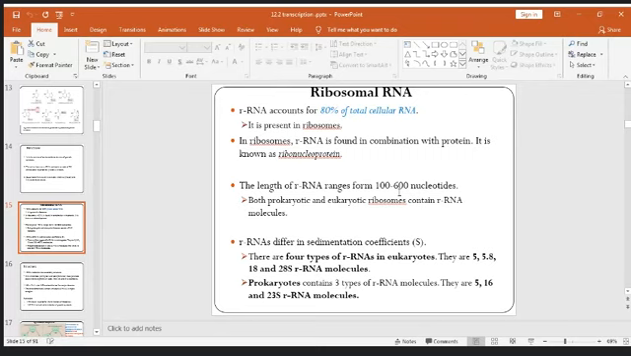Smaller than messenger RNA and larger than the transfer RNA, because transfer RNA is the smallest one. So both prokaryotic and eukaryotic ribosomes contain ribosomal RNA molecules, as it is a must for conducting the protein synthesis process. Ribosomal RNAs differ in sedimentation coefficients.